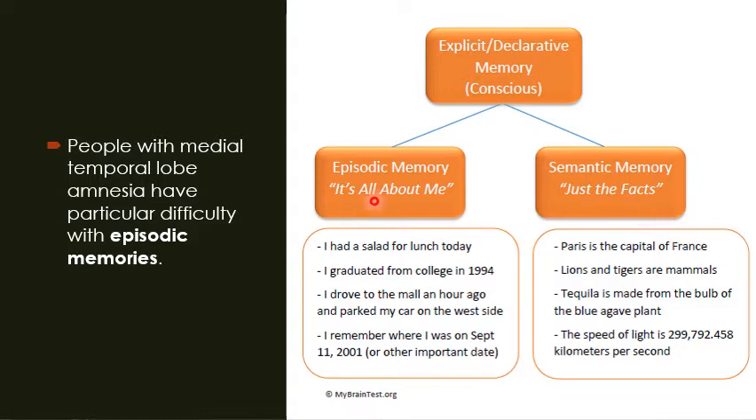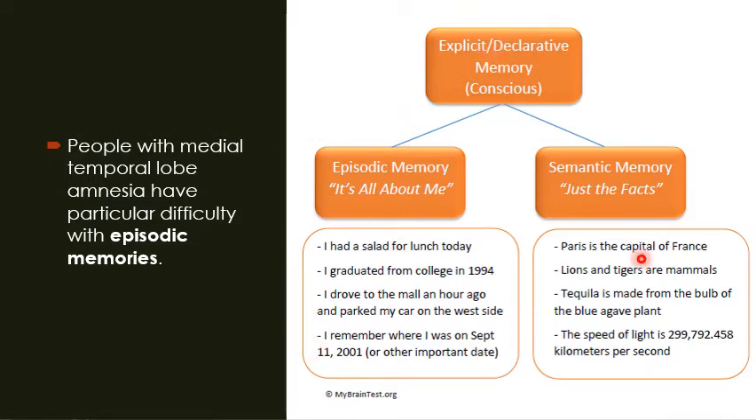Okay. Episodic memory, again, is also referred to as autobiographical memory. For example, I had a salad for lunch today. I graduated from college in 1994. I can describe what happened in my graduation. What did you do? And I drove to the mall an hour ago and parked my car on the west side. So these are specific details of events in your life. So that's episodic memory. Okay. And people with medial temporal lobe amnesia have difficulty with episodic memory.